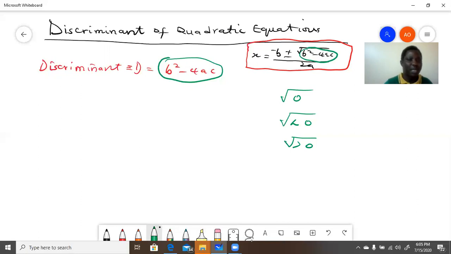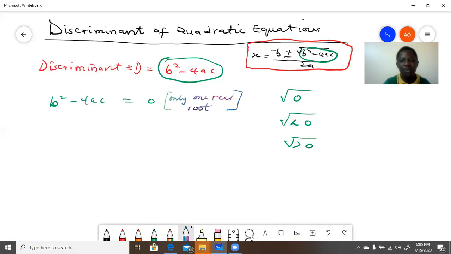Now, when the discriminant, b squared minus 4ac, is equal to 0, that is when you solve and under this place you have 0, it means your root will only be minus b over 2a. Because the square root of 0 is 0, the only root that you are going to have will be minus b over 2a. It means you are going to have only one real root.